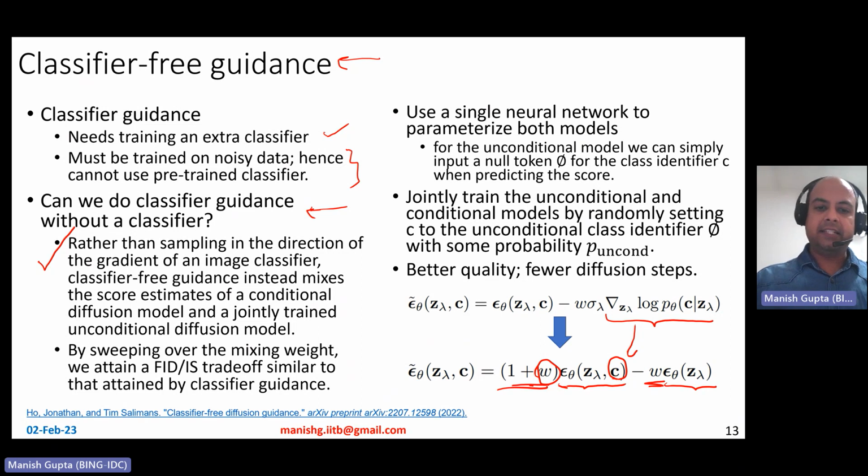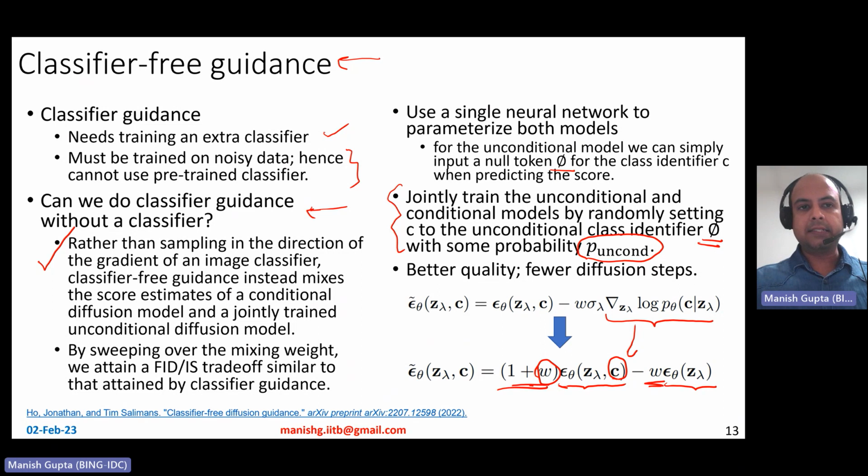The interesting idea is that they don't train two different models. They actually use a single neural network. For conditional, you pass the class embedding anyway. For the unconditional model, you set the class embedding to a null token. And therefore the model learns both a conditional way of generating and a class unconditional way of generating. You jointly train the conditional and the unconditional model by randomly setting C to phi with some particular probability. We will see the training algorithm in the next slide.